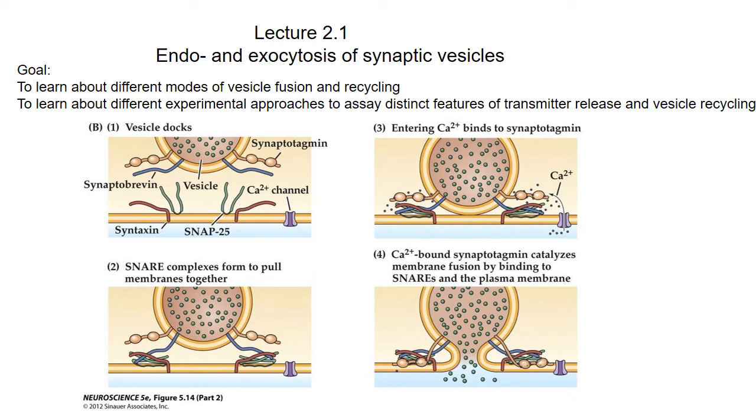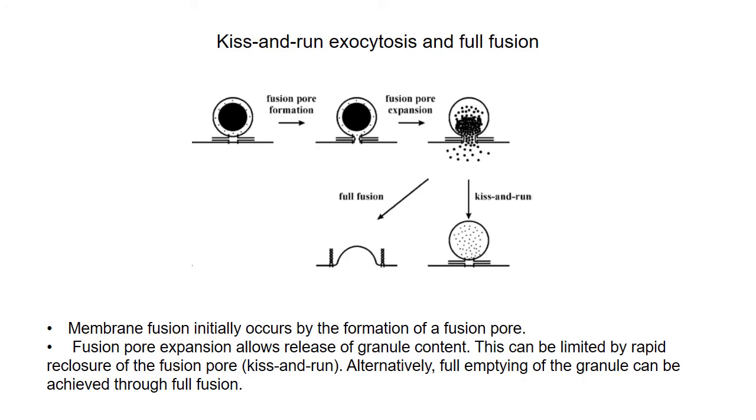So after we have learned in the previous lecture about the molecular machinery that's involved in vesicle fusion, now we're going to talk more about different ways that vesicles can fuse with the membrane. We learned last time that the SNARE complex, together with synaptotagmin, is going to bring those two membranes into position. Now we're going to learn what it can lead to, how those vesicles are going to be recycled, and about all the different tools that we can use to study and to distinguish between these different ways.